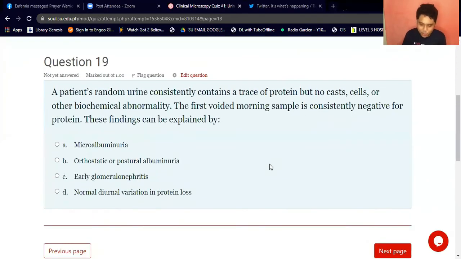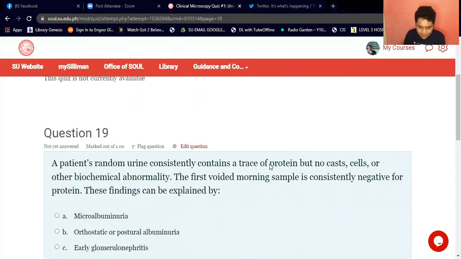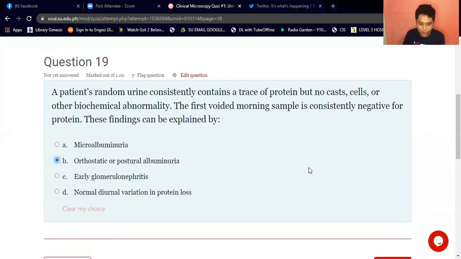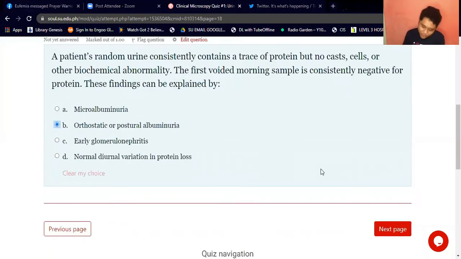Patient's random urine consistently consists of a trace of protein. Pero walay cast, walay cells, walay other biochemical abnormality. So makaingon ka na, the patient is just well. Ihang glomerulus is functioning well. And the first voided morning sample is consistently negative for protein. So therefore, kung negative ang first morning pero positive na ang succeeding after pila ka hours of standing, pila ka hours of working, this is your orthostatic albuminuria. Very good. So orthostatic proteinuria.